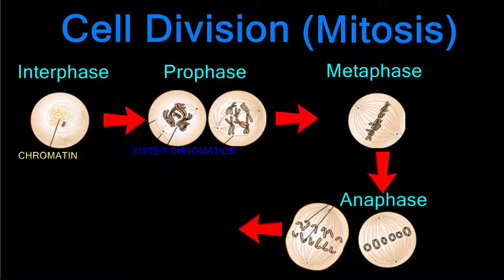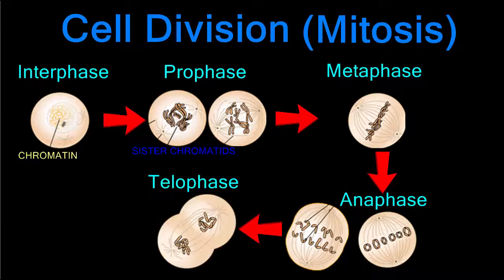The final stage of mitosis is telophase. The daughter chromosomes reach the ends of the cell and begin to unravel back into chromatin. A nuclear membrane will form around each group of chromosomes to make 2 new nuclei. The center of the cell pinches inward.